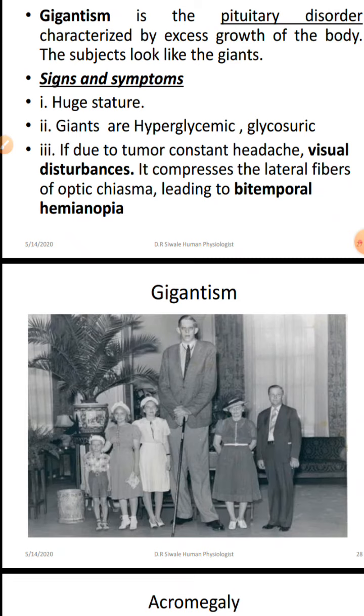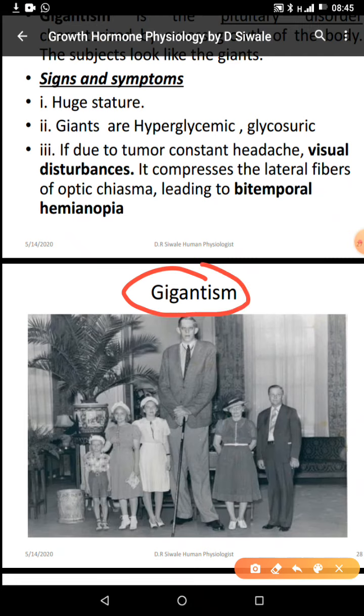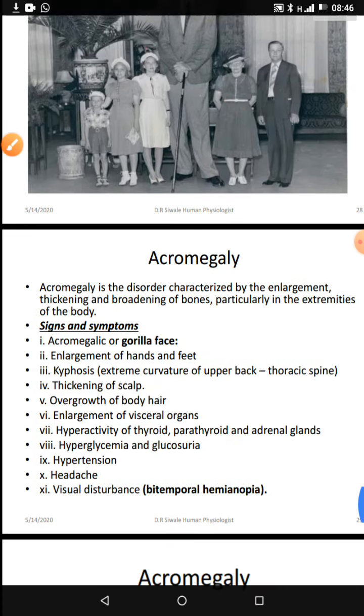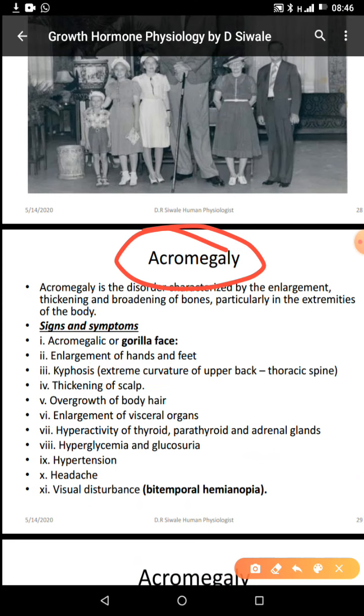Okay, we can see a picture of a giant. These are the siblings. But look at excessive growth. This is due to hyperactivity of the growth hormone. Okay, there's also acromegaly. Acromegaly is usually associated with growth hormone secreting pituitary tumor.